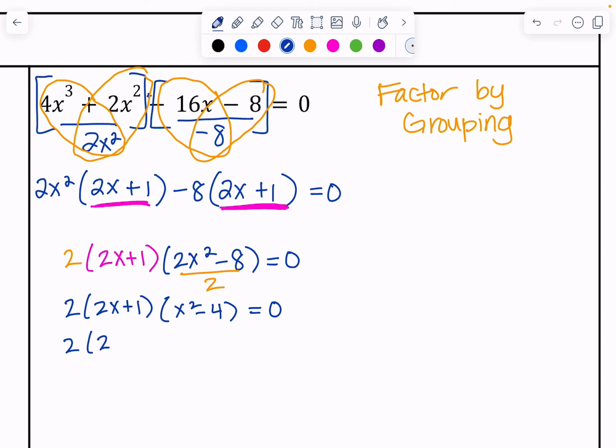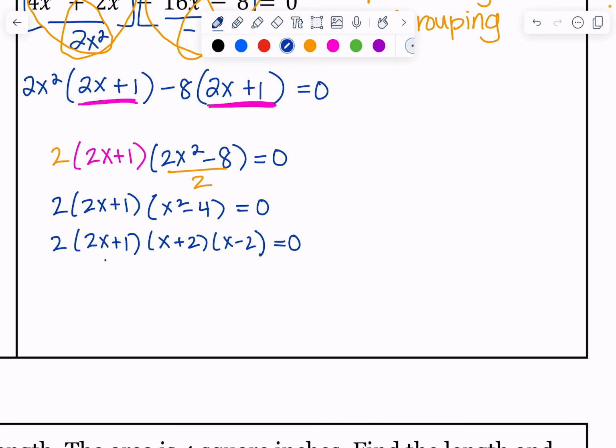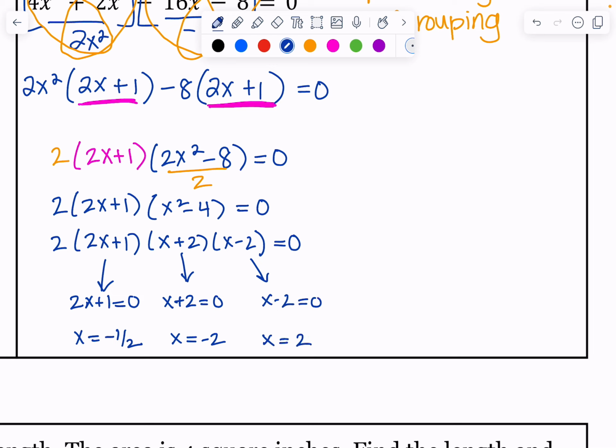So I have 2 times 2x plus 1, x plus 2, x minus 2, equals 0. And now we have our solutions. So from here, if I set 2x plus 1 equal to 0, my solution would be negative 1/2. From here, if I have x plus 2 equals 0, my solution would be x equals negative 2. From here, if I set x minus 2 equal to 0, my solution would be 2. So the solution set for this problem would be negative 2, negative 1/2, or 2.